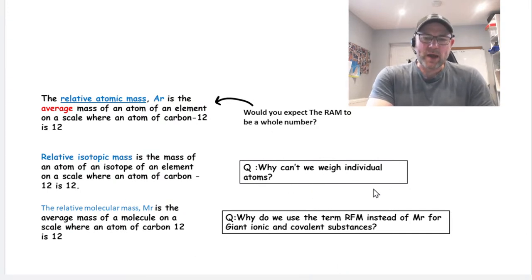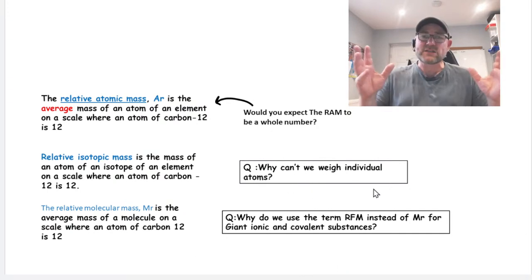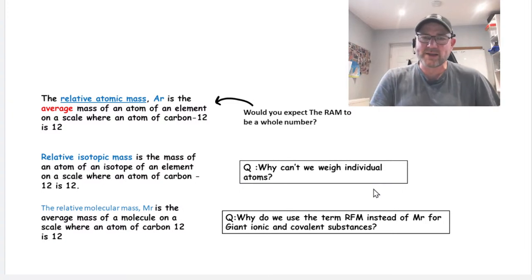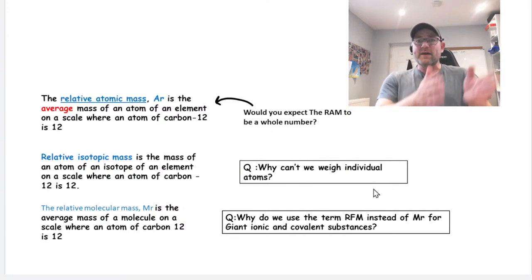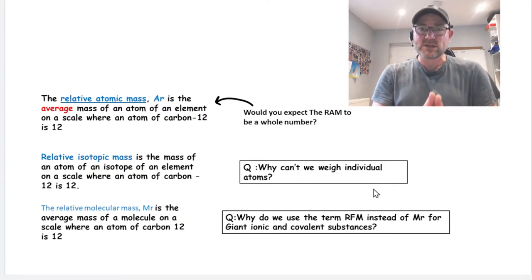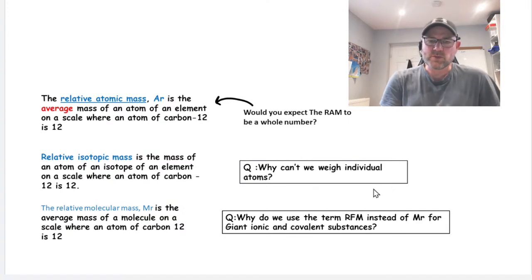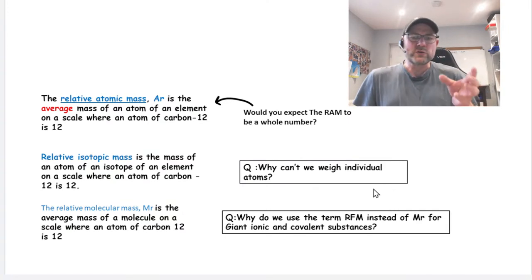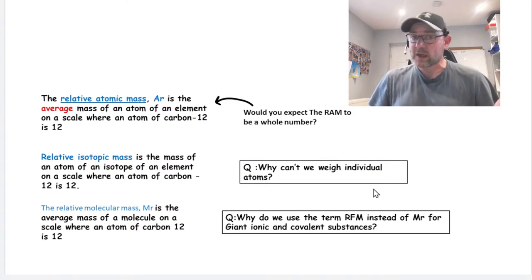So some questions here. Why can't we weigh individual atoms? They're tiny, tiny, tiny, as I already explained, so small. Remember, in 1 mole of carbon, 12 grams of carbon, that's a couple of teaspoons of carbon, there are 6.022 times 10 to the 23. So impossible to weigh. We don't use M, we use MR for molecules.